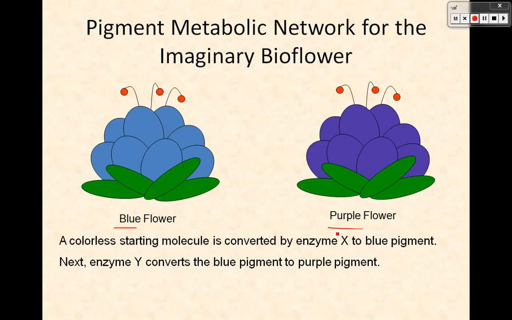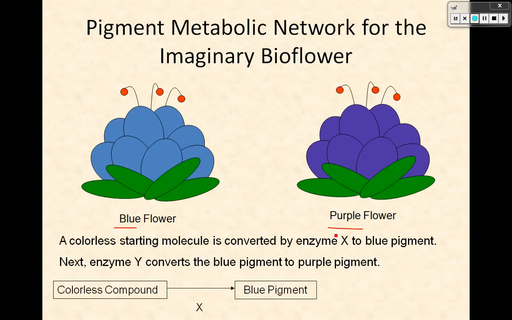We're going to, again, have a colorless starting molecule that's converted by enzyme X to a blue pigment, and then enzyme Y converts the blue pigment to a purple pigment. So we could write a pathway like this. Colorless compound, enzyme X makes a blue pigment, enzyme Y makes a purple pigment. If we, for example, are producing enzyme X but not enzyme Y, then we would end up with a blue flower.